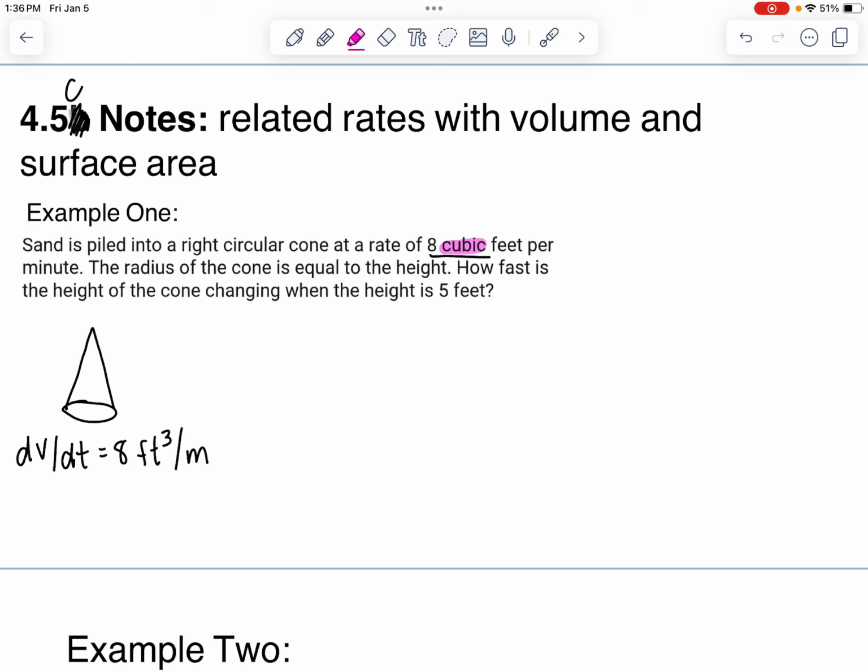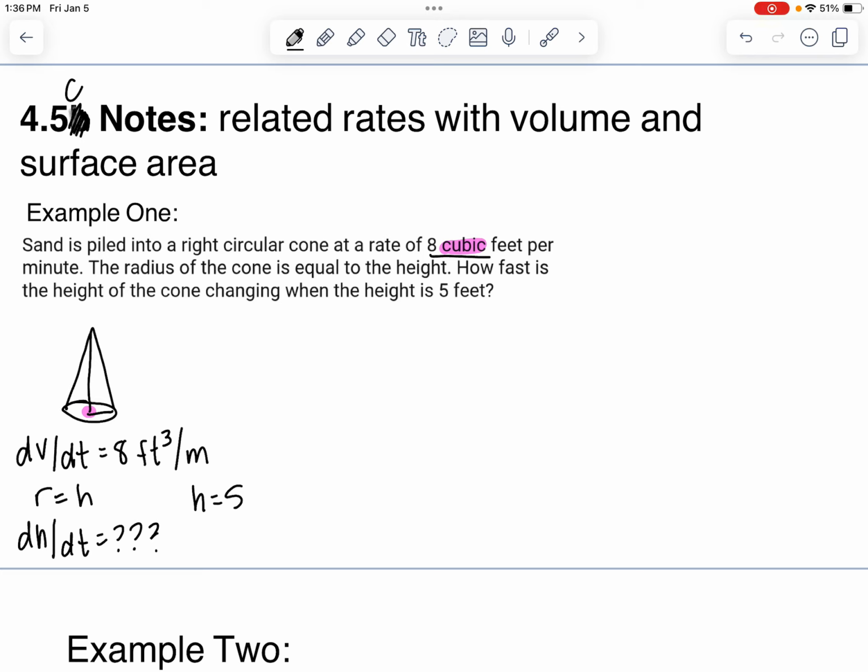So the radius of the cone is equal to the height. So we know that this cone is essentially proportional. The cone that I drew is obviously not drawn to scale, but we know that the radius of this cone is equal to the height. How fast is the height of the cone changing? So we're looking to find dh/dt when the height is 5. Cool. So we want to find dh/dt, and we have dV/dt.